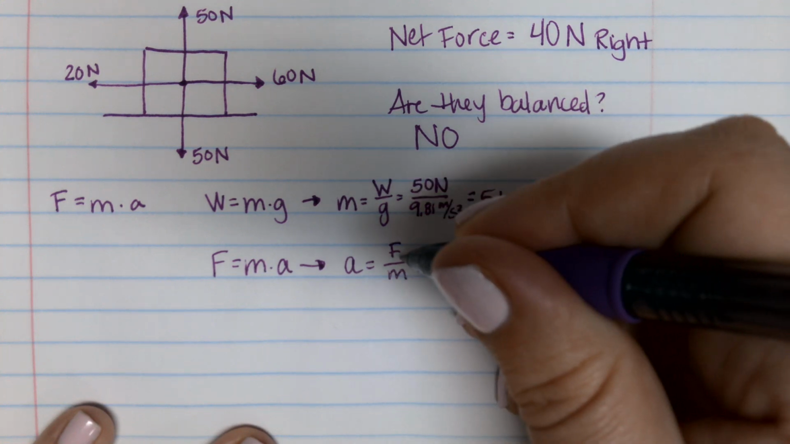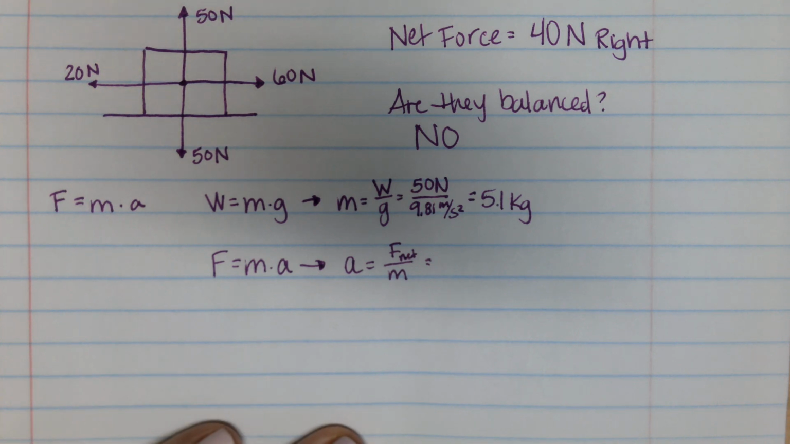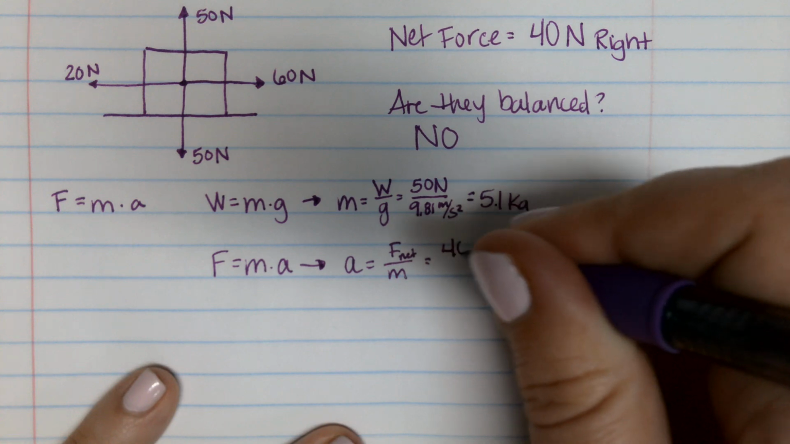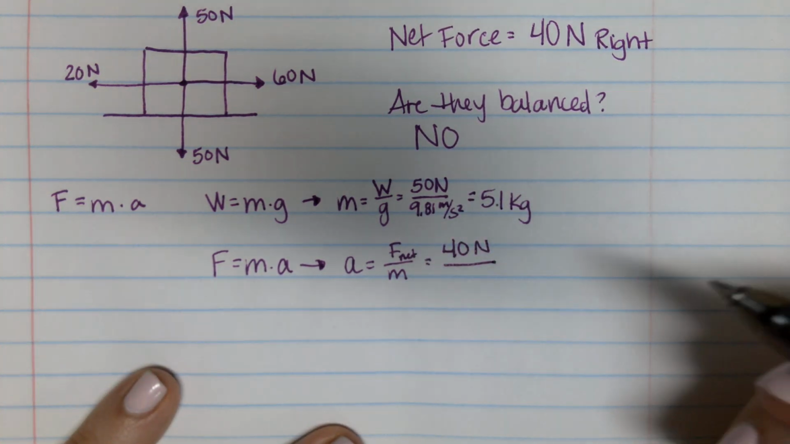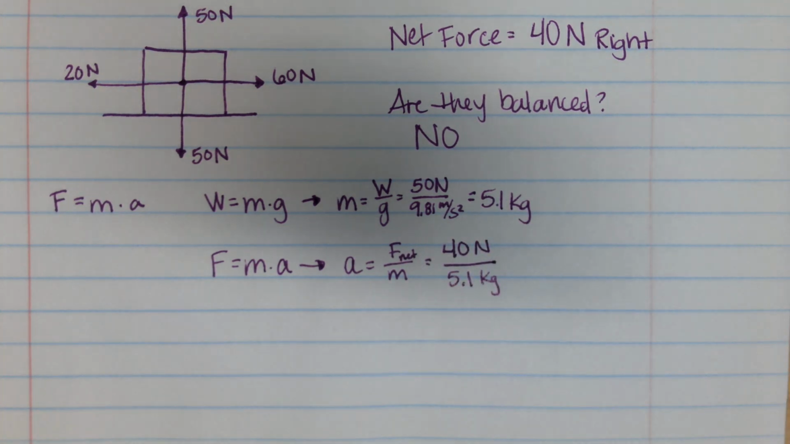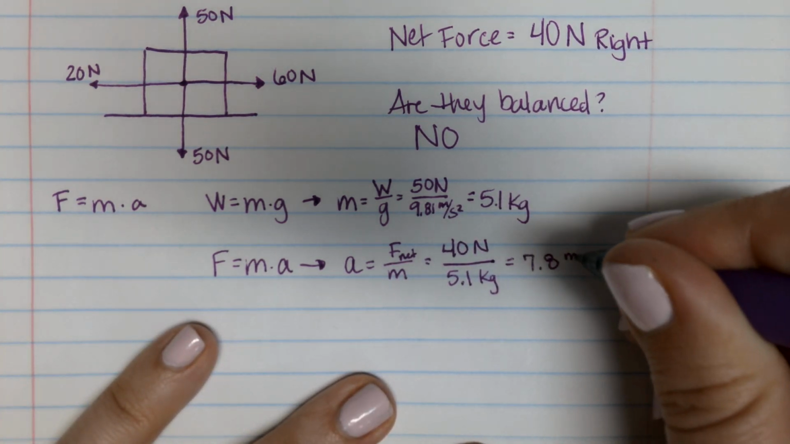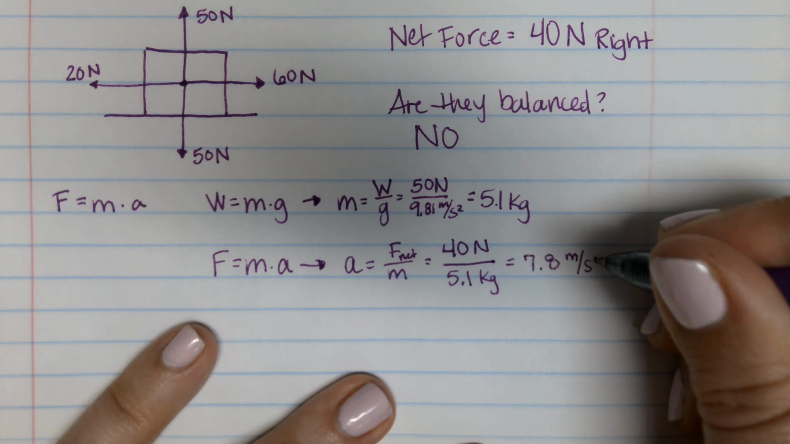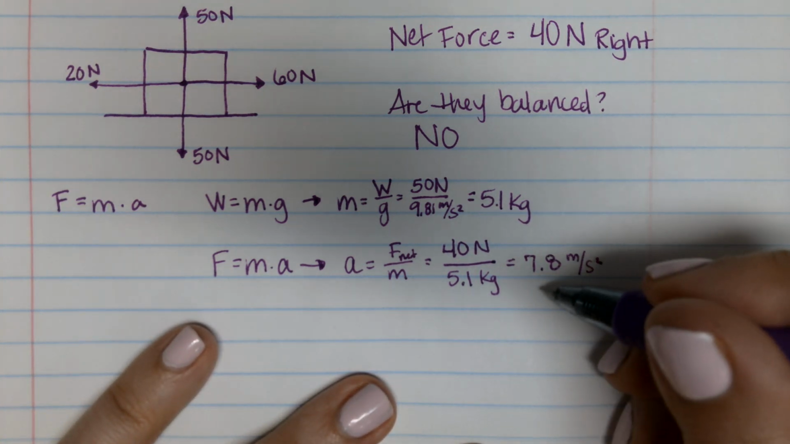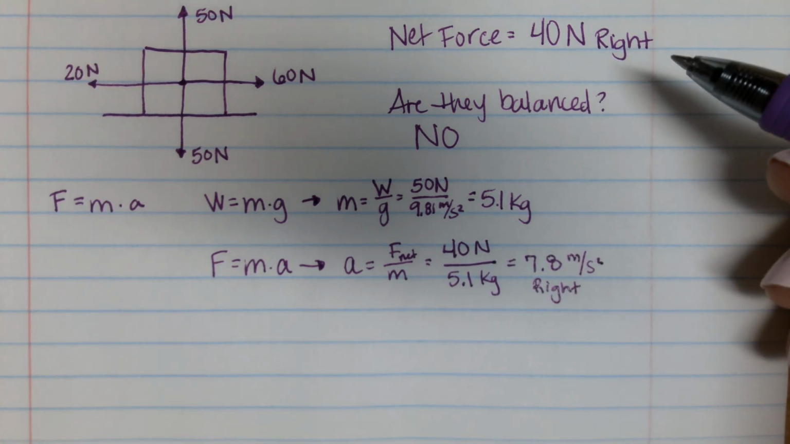And remember, the force is the net force. Net force. That's the overall force. So the overall force of that box that is acting on it is going to be the 40 newtons to the right. And then the mass of that box is 5.1 kilograms. If we divide those two, we will get a value of 7.8 meters per second squared. And we're going to specify 7.8 meters per second squared to the right, because the net force was to the right.